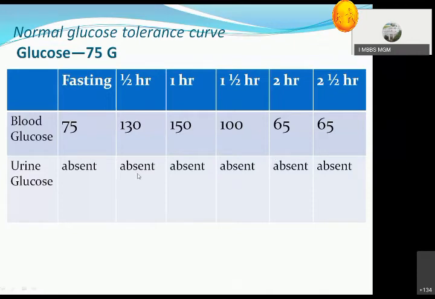This is the tabular representation. Urine glucose is absent in all the 6 samples. Fasting glucose is 75, that is below 100. At half hour it is 130, and at 1 hour it is 150. That is below the renal threshold. And after that, glucose levels are coming down. At 1.5 hour it is 100. At 2 hours 65, 2.5 hour 65. It is within the normal fasting range.